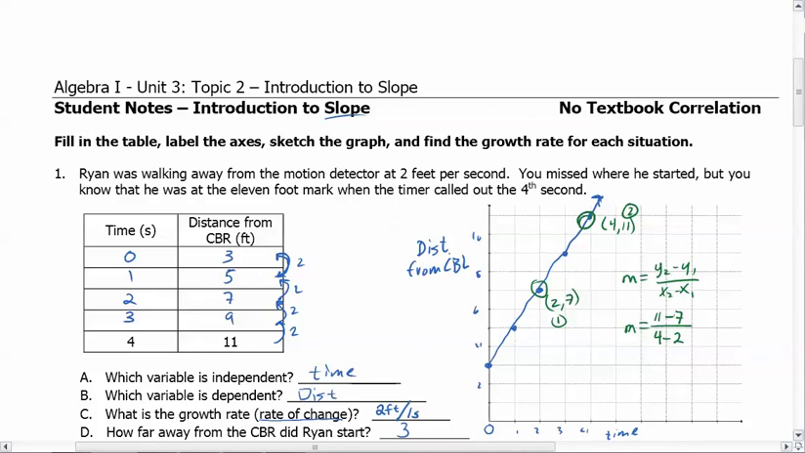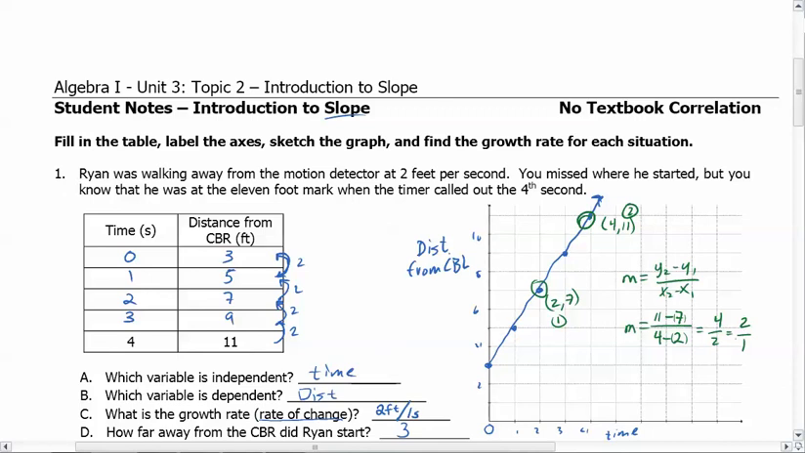Now, if I were being a good Algebra 1 student, I really should put these in parentheses. Since they're positive, it's not going to make a difference. But just to keep in mind, that's probably what we want to do. 11 minus 7 is 4. 4 minus 2 is 2. And if I reduce that, I get 2 over 1. So note that that 2 over 1, that slope, is the same as this right here.